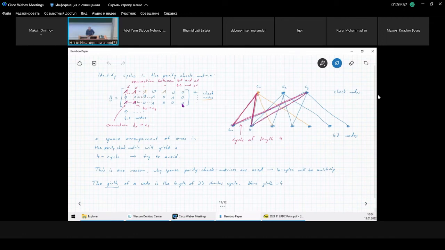I've shown you this before. This line basically says bit 1 plus bit 2 plus bit 4 plus parity bit 3 should be 0, or parity bit 3 is bit 1 plus bit 2 plus bit 4.